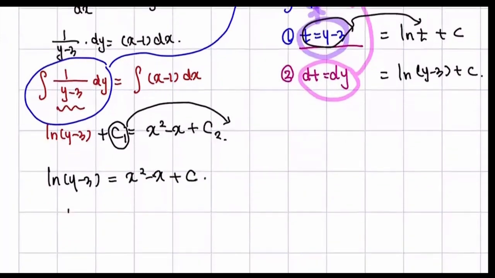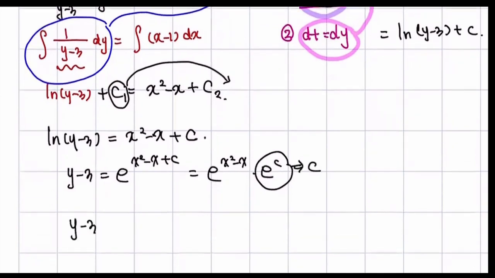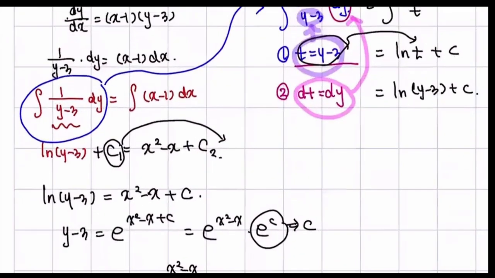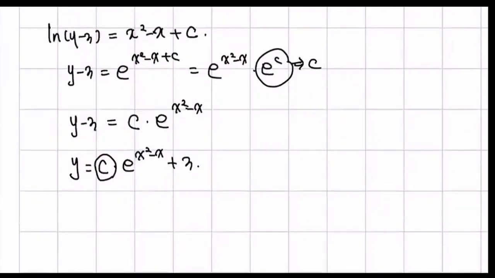So y minus 3 equals e to the power of x squared over 2 minus x plus c. I can rewrite like this. Oh, this is just c. Okay. So y minus 3 equals c times e to the power of x squared over 2 minus x. y equals c times e to the power of x squared over 2 minus x, plus 3. To find this constant c, you should use this initial point x equals 1.